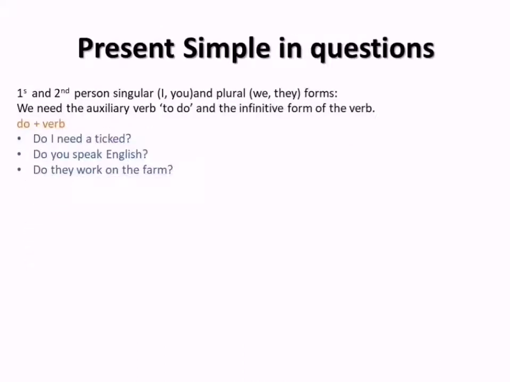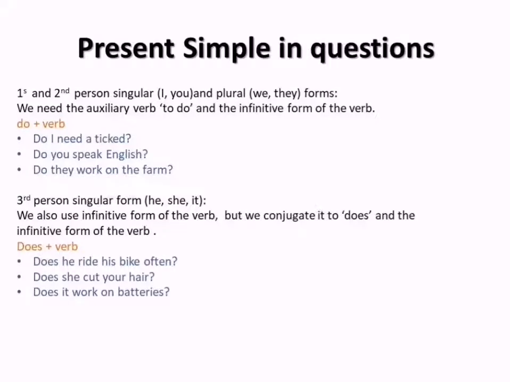Now let's take a look at present simple in questions. For the first and second person singular and plural forms, we need the auxiliary verb do and the infinitive form of the verb. Do I need a ticket? Do you speak English? Do they work on the farm?